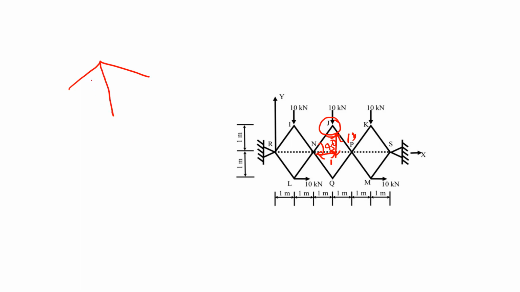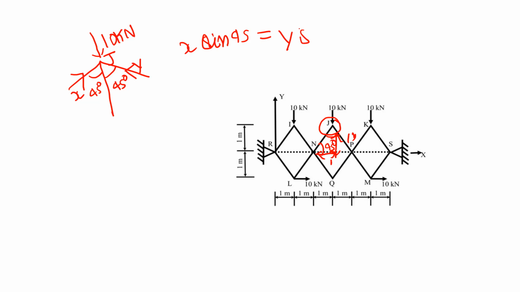So this is joint J. This angle would be 45 degrees, and this angle would be 45 degrees. A load of 10 kN is acting at this point. Let the force in member NJ be X in this direction, and in member JP be Y in this direction. Taking horizontal equilibrium at this joint J, X sin 45 would be equal to Y sin 45, which implies that X is equal to Y.